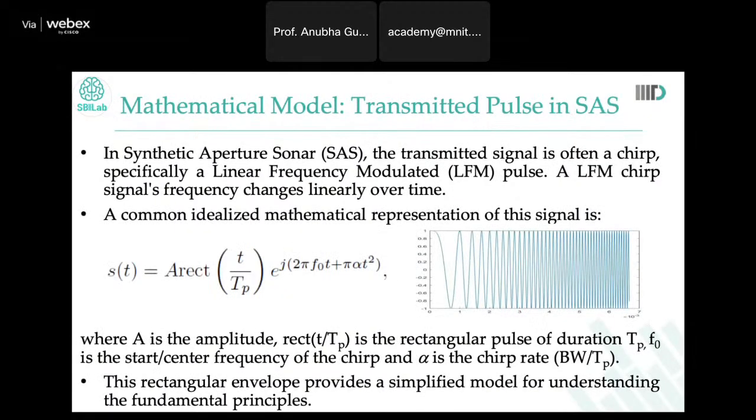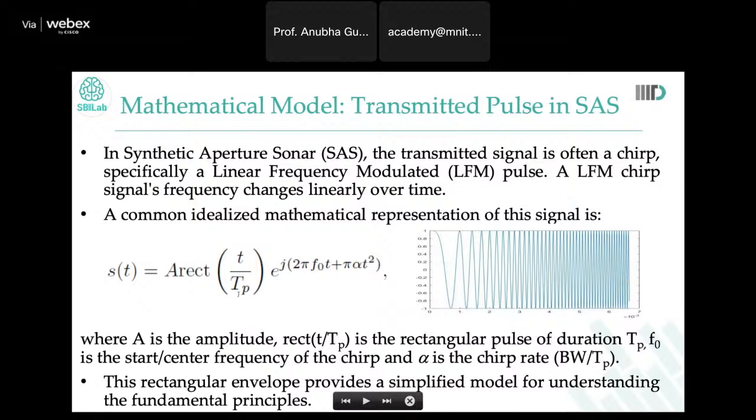Now, what is the transmitted pulse used in synthetic aperture sonar? We generally say it's a chirp signal or a linear frequency modulated signal, LFM, like this. You can clearly see here that the frequency is initially low and then increases over time. So the LFM chirp signal's frequency changes linearly over time. If we write this signal mathematically, this is how you would write it. It is for a predefined duration.